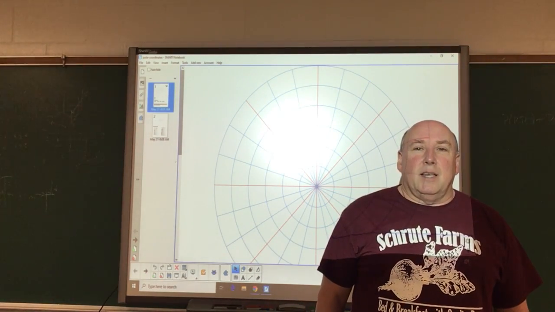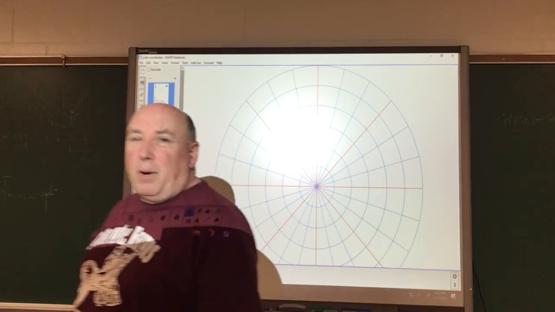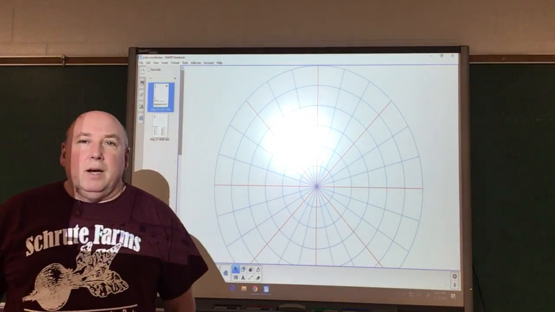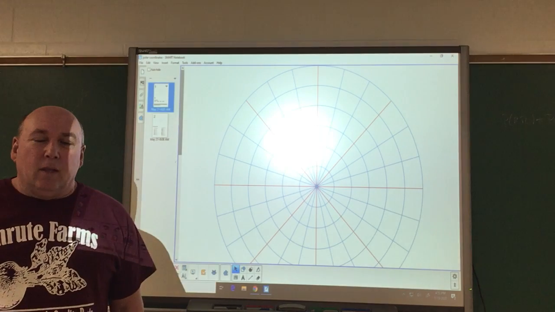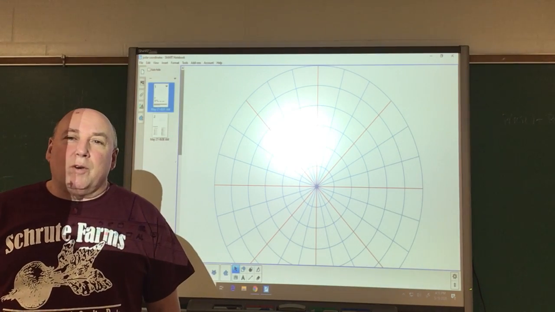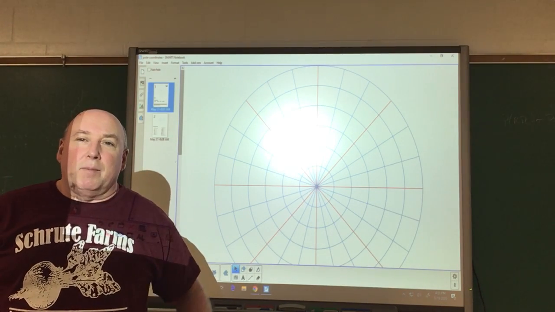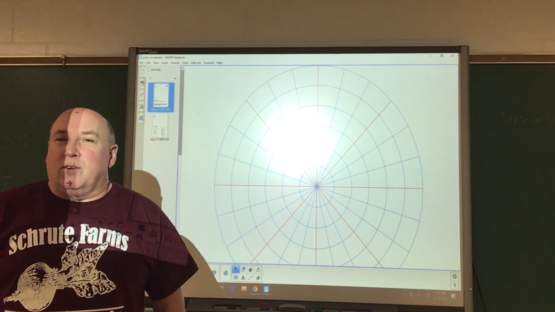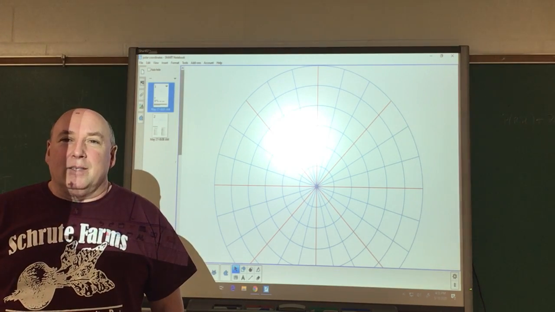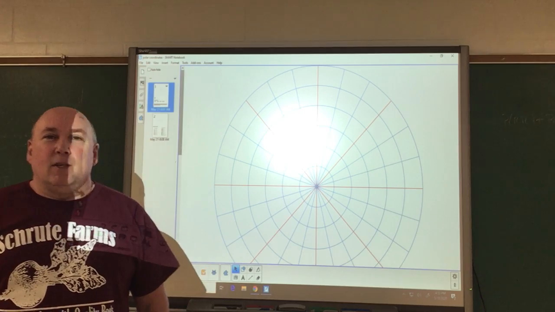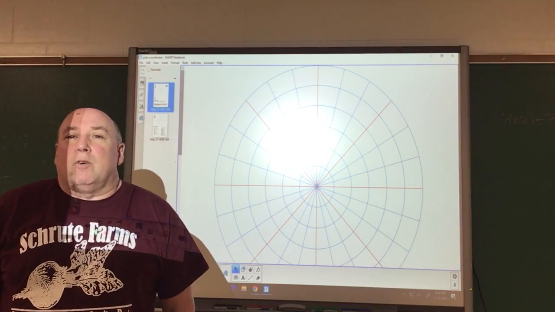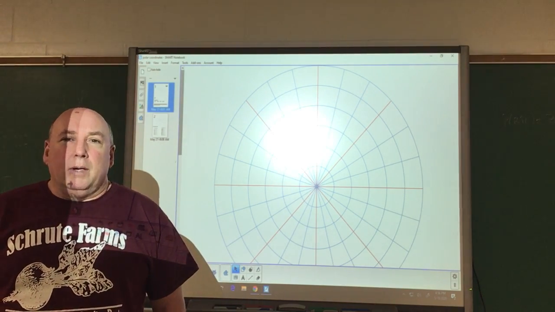I'll try this a second time here. There were some definite brightness problems that we were having with the notes from before, so I'll try it again. I reduced the brightness. I think the shirt is causing something. I don't know what it is. I'm not the tech person here, so I'm going to try it again. Hopefully this will help you out a little bit.